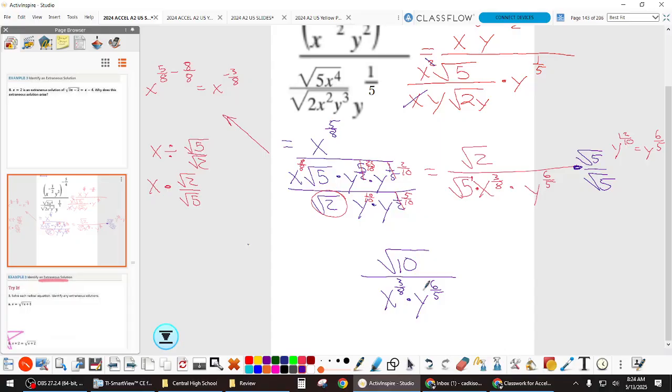We don't need to do that here because that'll just introduce the radical back to the denominator. And we'll have to multiply it all. I think this is good enough for this one.